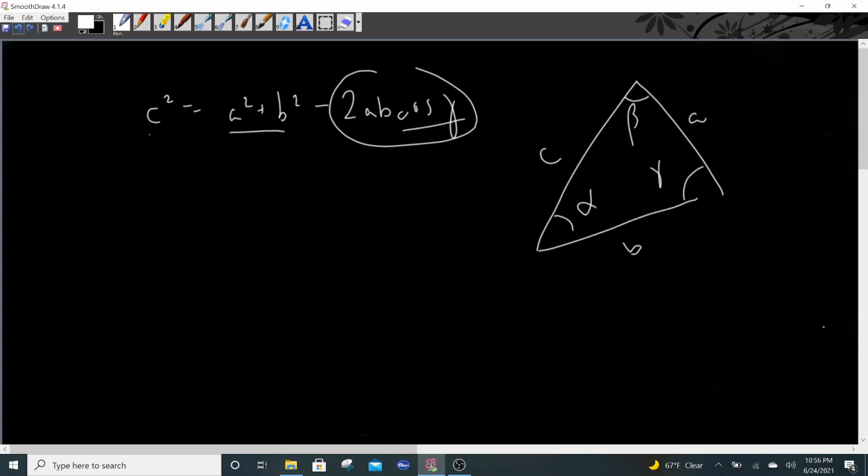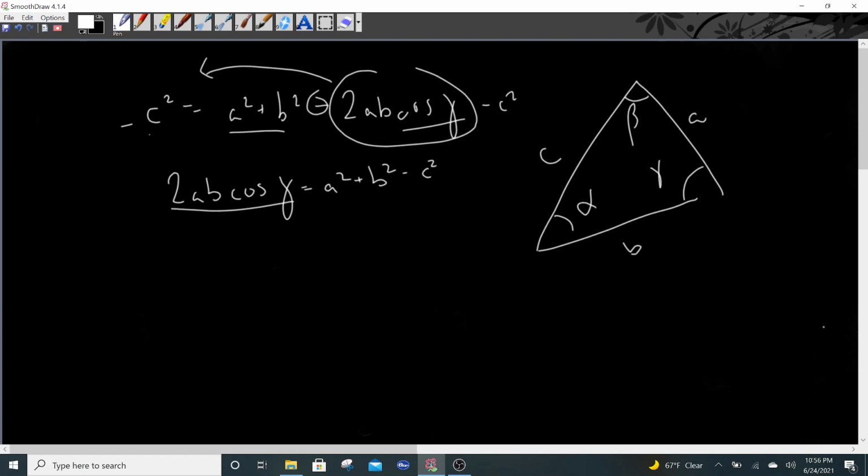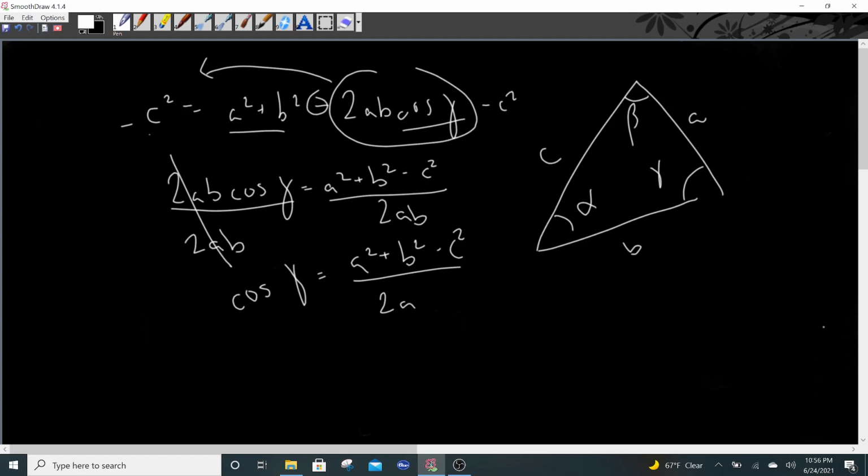So with that, we would bring this to the left-hand side because there is a negative and we want to make that a positive. We'd have 2ab cosine gamma is equal to a squared plus b squared minus c squared if we were to subtract c squared from both sides. So now we can isolate our cosine gamma by dividing both sides by 2ab, and so our final thing would be cosine gamma is equal to a squared plus b squared minus c squared all over 2ab.